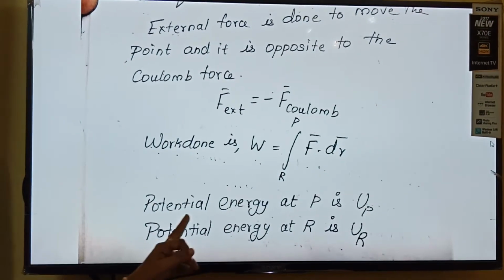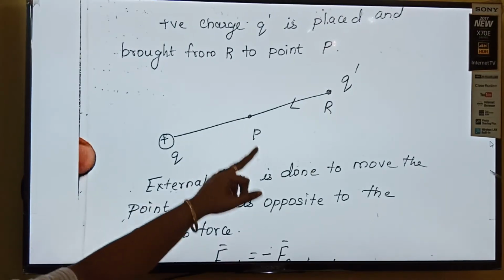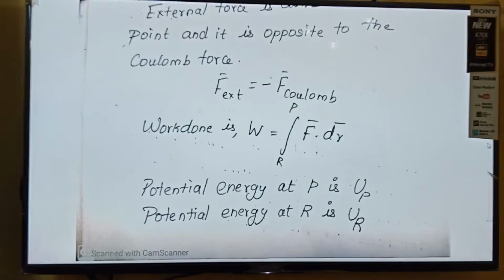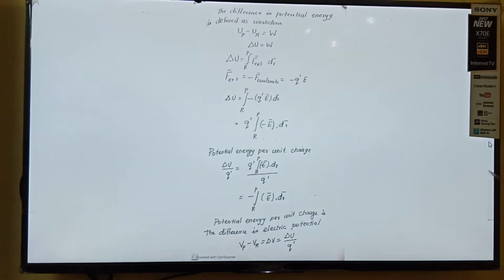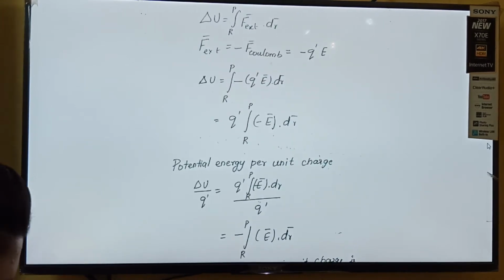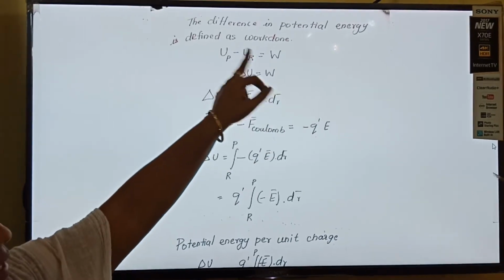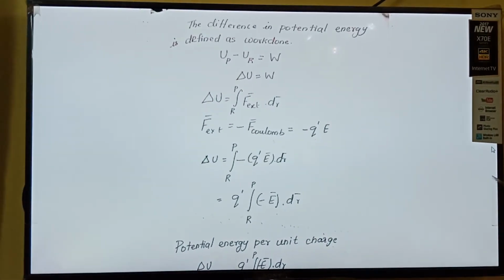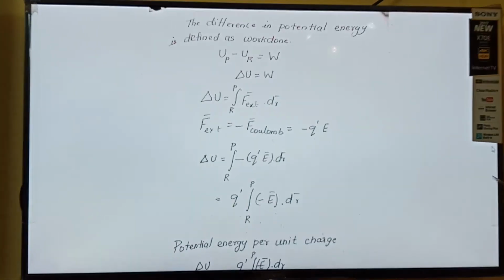Next, the potential energy. At the point P, the potential energy is U of P, and at the point R, the potential energy is U of R. If we want the difference in potential energy, that is U P minus U R, and that is equal to the work done. So this difference in potential energy is given as del U, which is equal to W. We already have the formula for W, so instead of W we write del U.